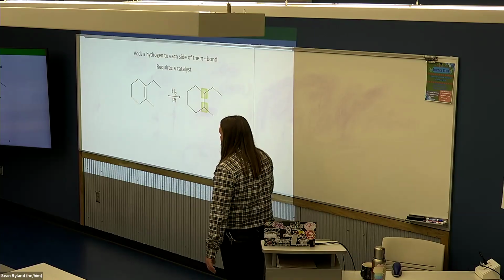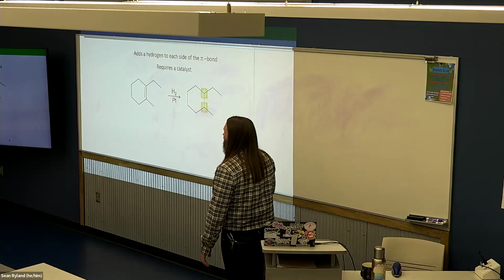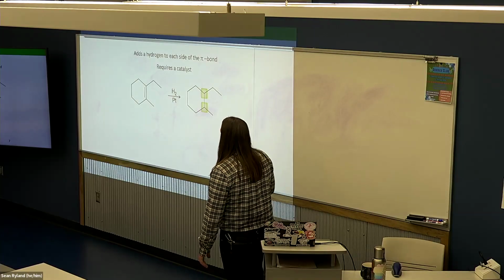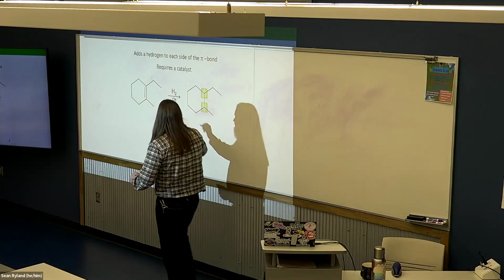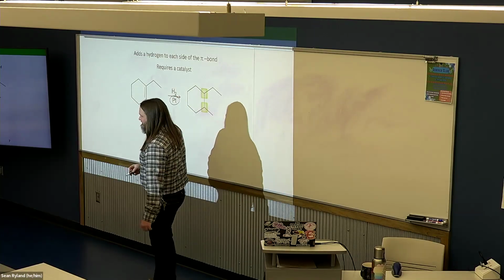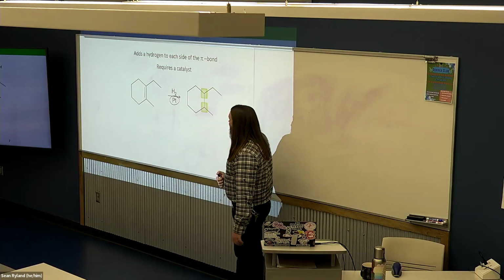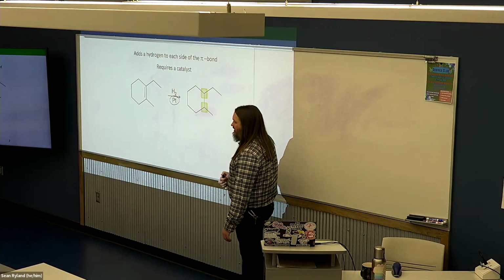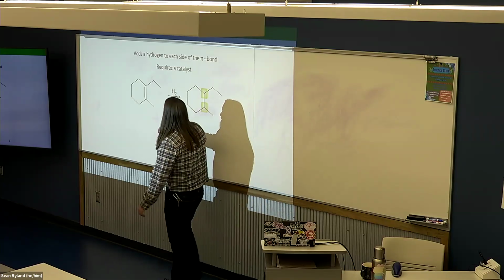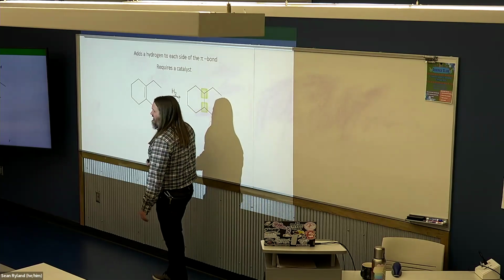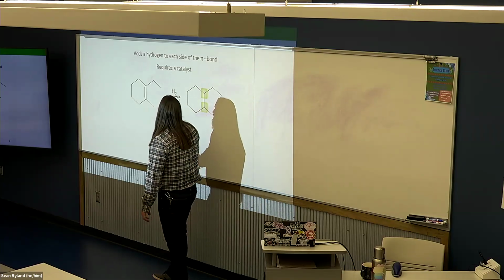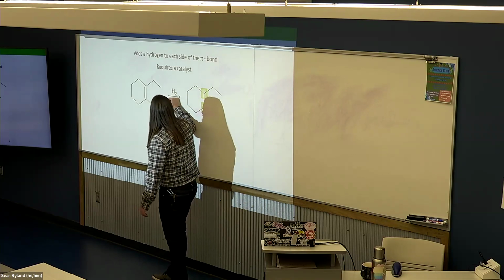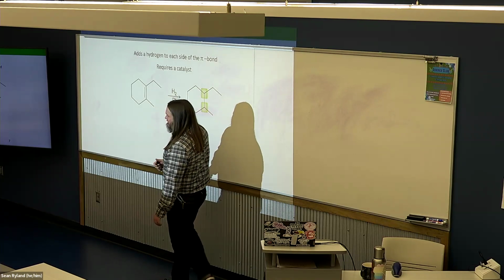So like H2, you add one hydrogen to each side. Correct. And you have to have a catalyst. If you try to do this reaction without a catalyst, you have to do it at like 400 atmospheres and 150 Celsius. So it'll happen if you put it under really, really intense conditions. But for the most part, we just use a catalyst.